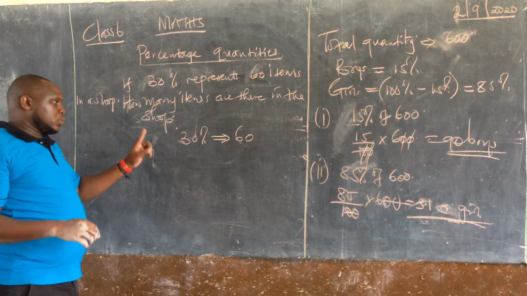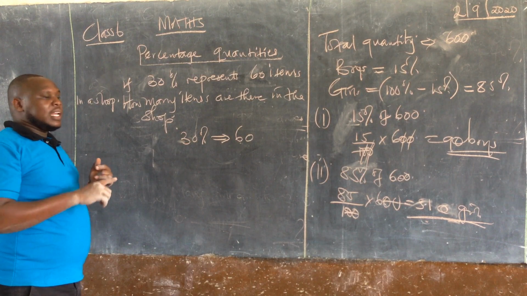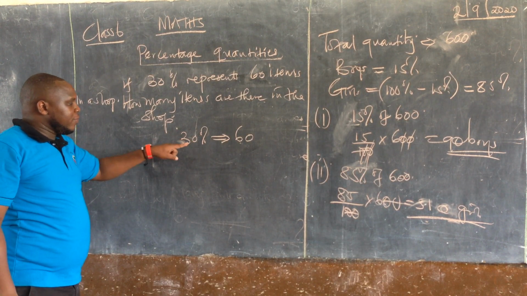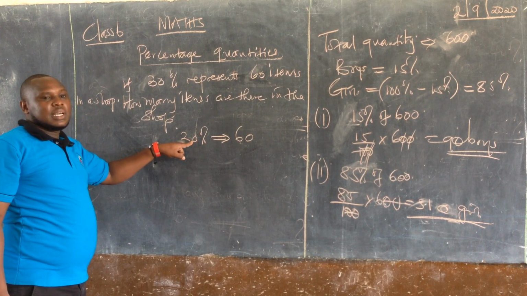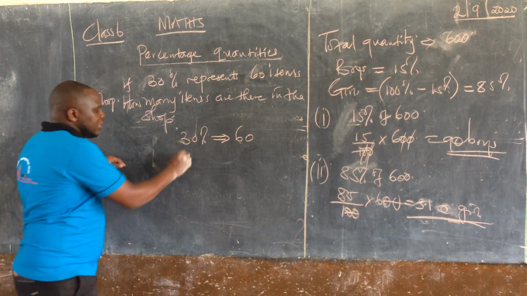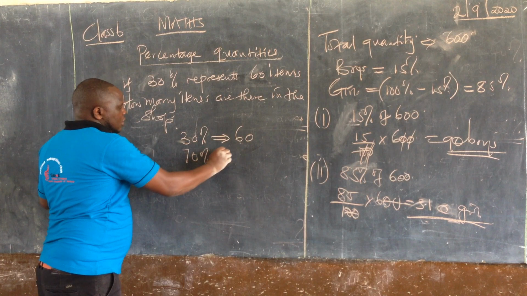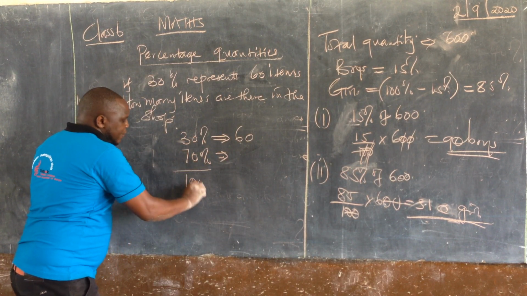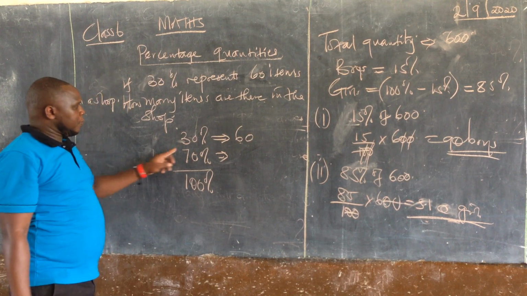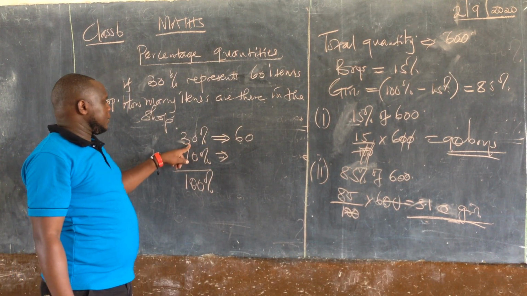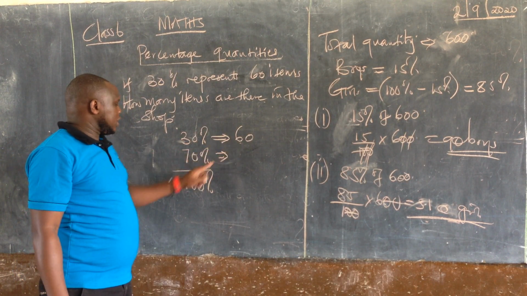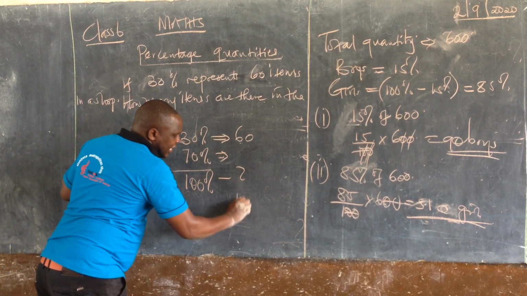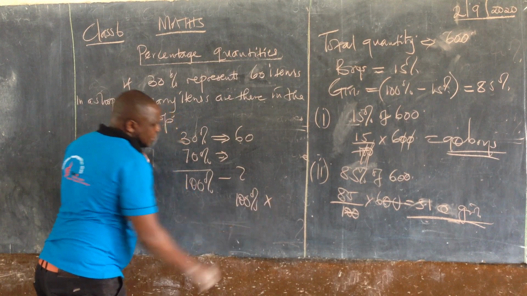There are two ways of doing this question. Number one, you can calculate what is the deficit of that percent. What is remaining for us to be able to make this 100%? And so it's 70. If you get that plus 70, you are going to get 100%. So if 30% is 60, what about 100%? That is your question.